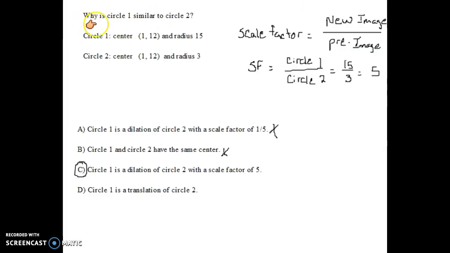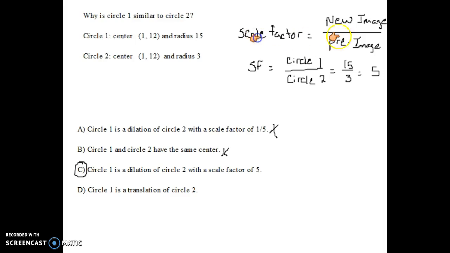Number 2 says, why is circle 1 similar to circle 2? Remember, circles are similar by a translation and or a dilation. Here, notice our centers are the same, so there is no translation, but our radii are different. So we can find our scale factor and find why they're similar by the scale factor. Here, circle 1 is a dilation of 2 with a scale factor of 1/5.